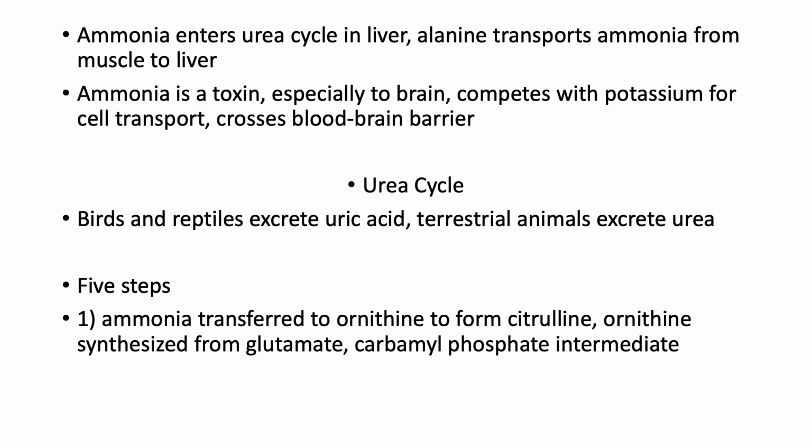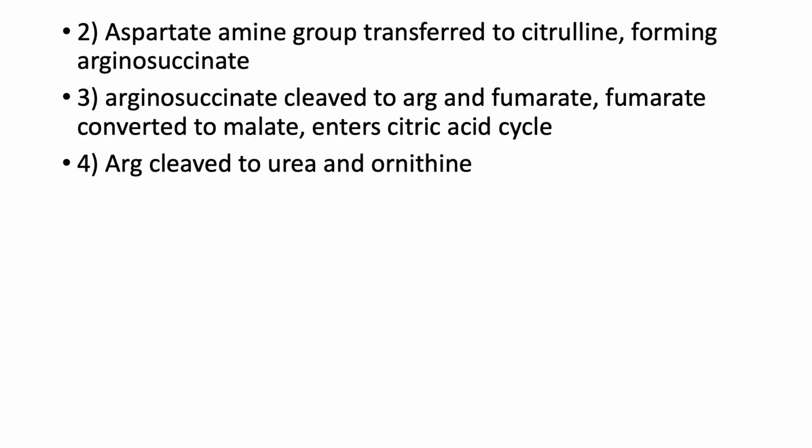The first of these is ammonia is transferred to ornithine to form citrulline. Ornithine is synthesized from glutamate and is a carbamyl phosphate intermediate. Second step, the aspartate amino group is transferred to citrulline, forming argininosuccinate. Argininosuccinate is cleaved to arginine and fumarate. Fumarate is converted to malate, and this enters the citric acid cycle. And arginine is cleaved to urea and ornithine.